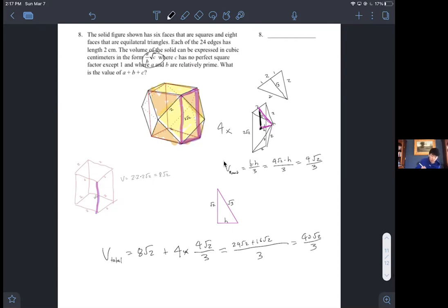And this lines up with our answer format. And so we just have to find a plus b plus c, which is 40 plus 2 plus 3, which equals 45. And we are done with this problem.